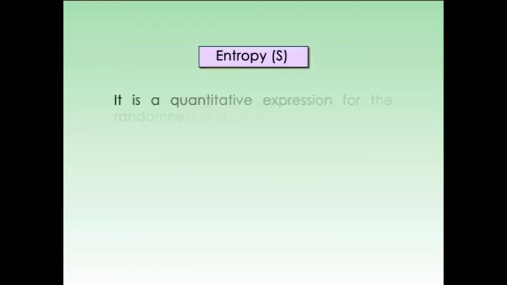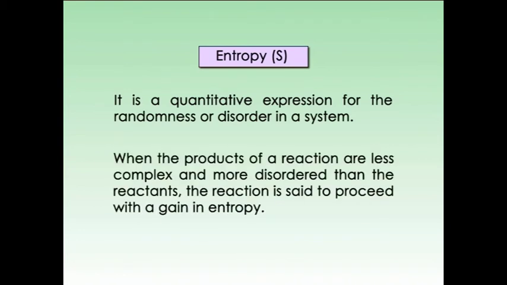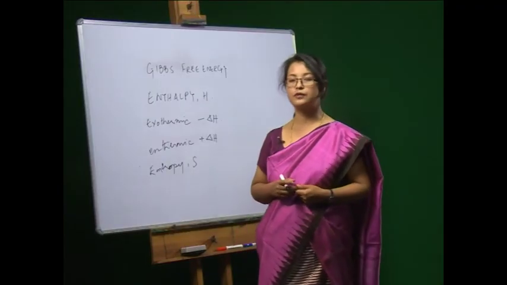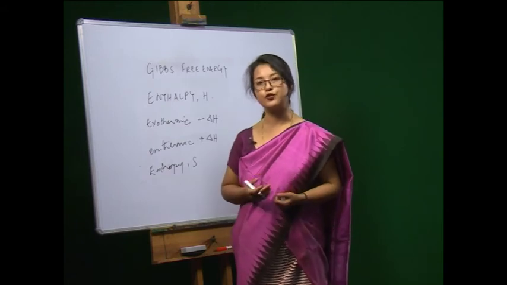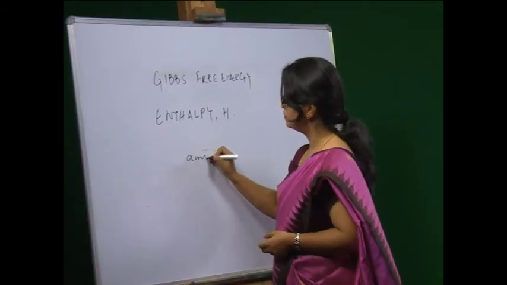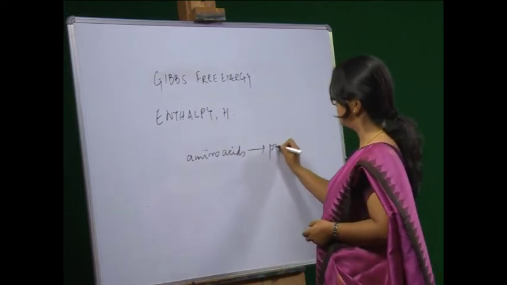Entropy, which is denoted by the letter S, is a quantitative expression for the randomness or disorder in a system. When the products of a reaction are less complex and more disordered than the reactants, the reaction is said to proceed with a gain in entropy. Many biological reactions lead to an increase in order and thus a decrease in entropy. A good example is the reaction that links amino acids to form protein.